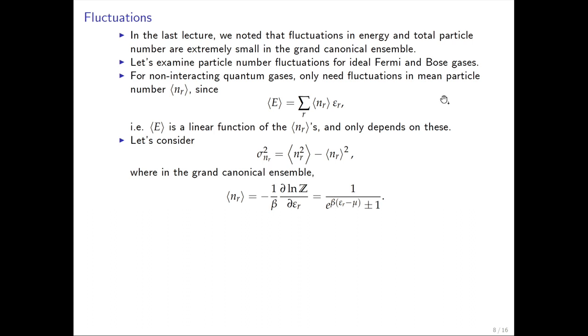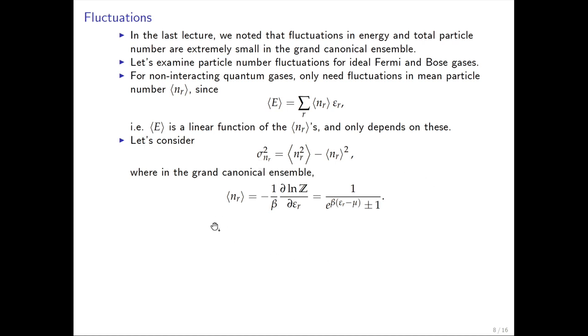So let's consider the variance of the occupation number of state R. That's given by this quantity. We take the mean of the occupation number squared of state R. We subtract the square of the mean occupation number of state R, the usual thing for a variance. And then we can find the standard deviation if we want by taking the square root.